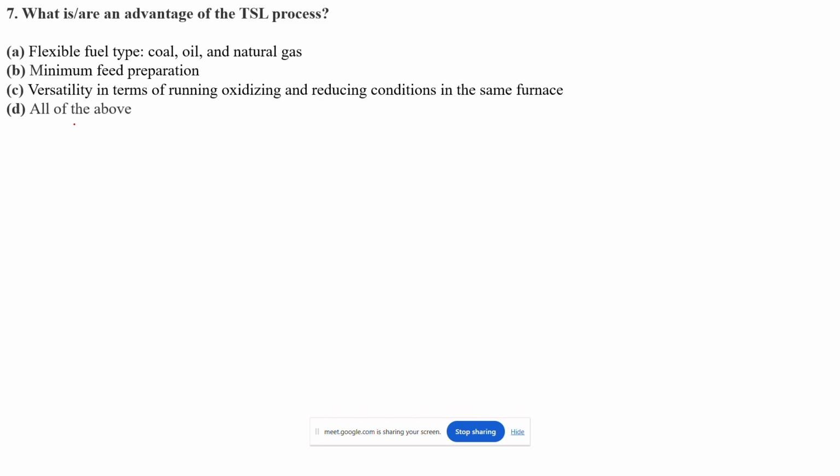Then what is or are the advantages of the TSL process? Flexible fuel type: coal, oil and natural gas. Yes, that can be used in the TSL process. Then minimum feed preparation is required. Yes. Versatility in terms of running oxidizing and reducing conditions in the same furnace. Yes. So all of the above is true for the TSL process.